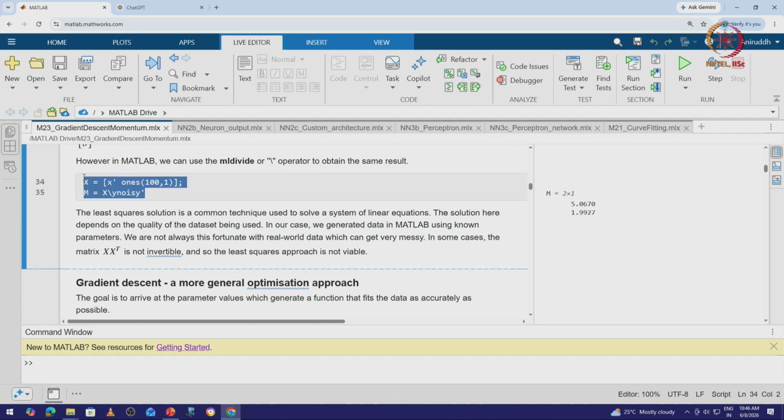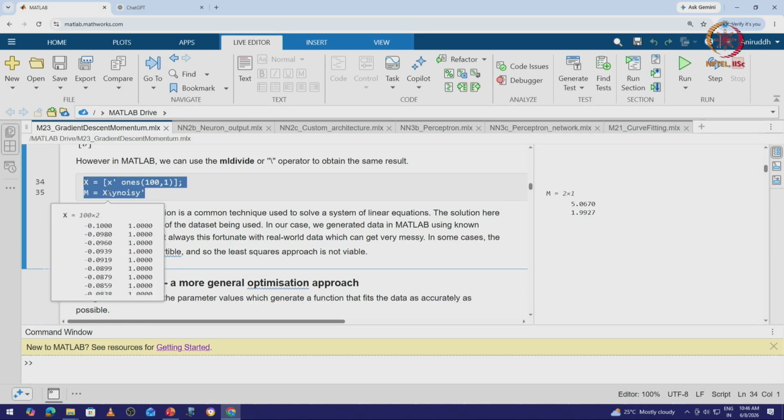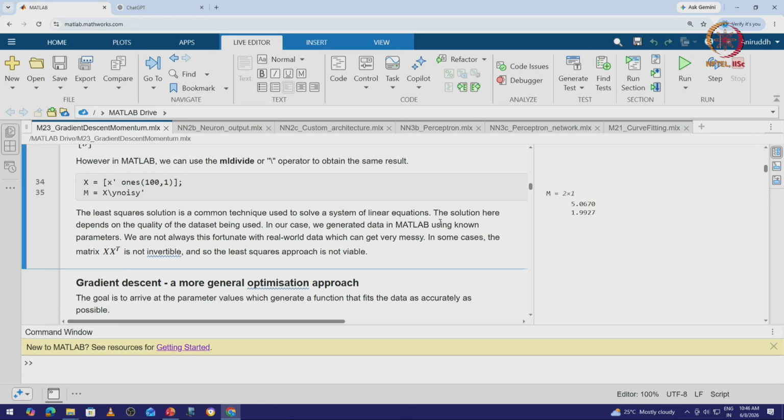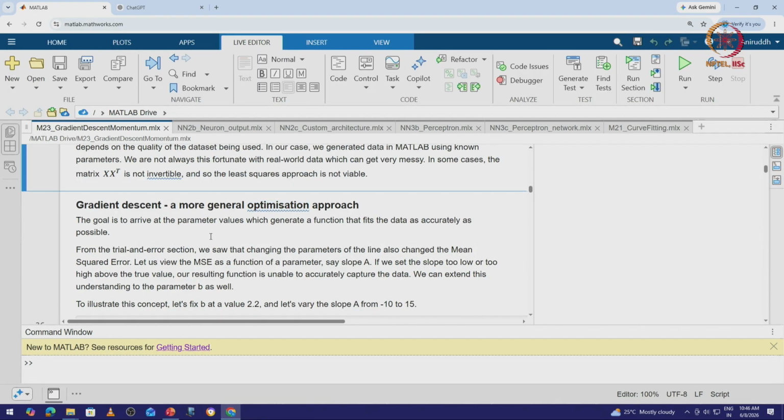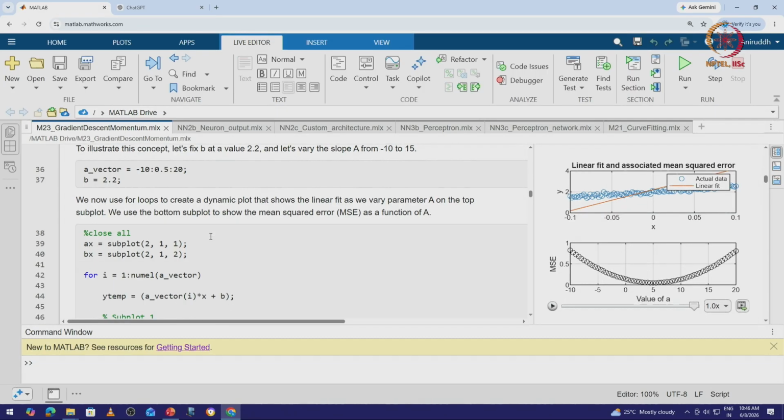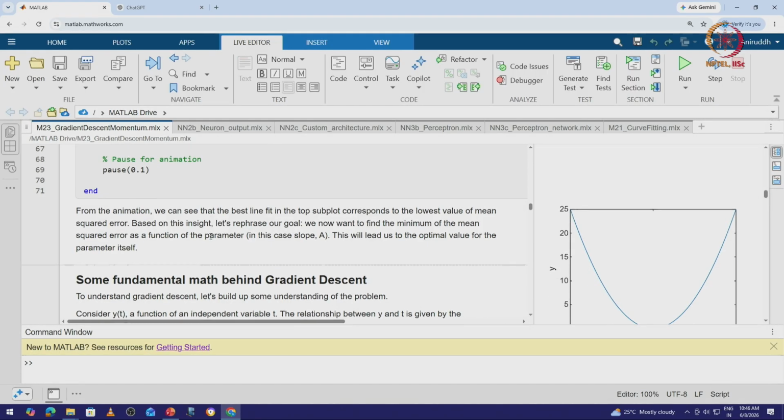Now again MATLAB does have this particular command which is given as ML divide, which does give us the solution of M, right. So the most optimal solution of M is essentially the A and B values, which is highlighted here. Now we have seen gradient descent, so we will skip this part for now.